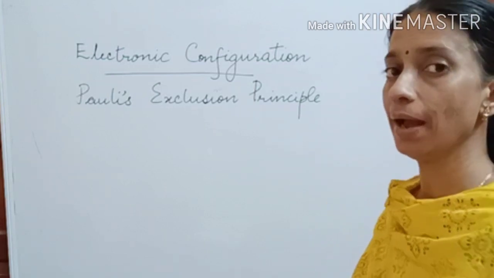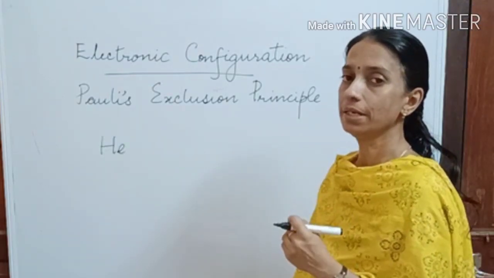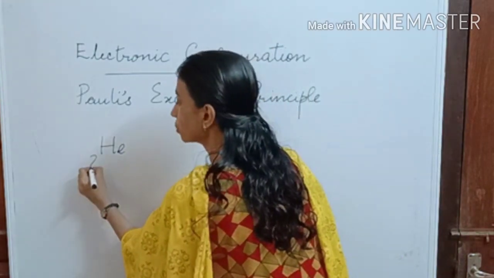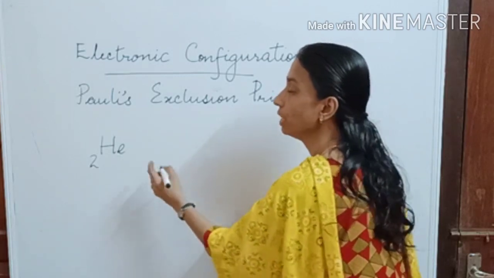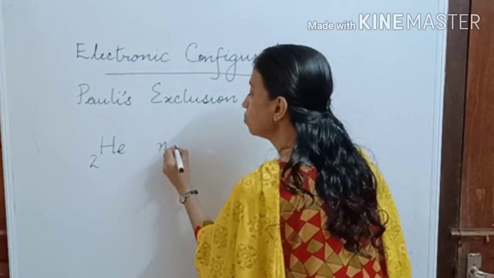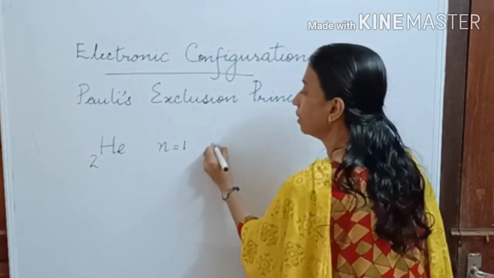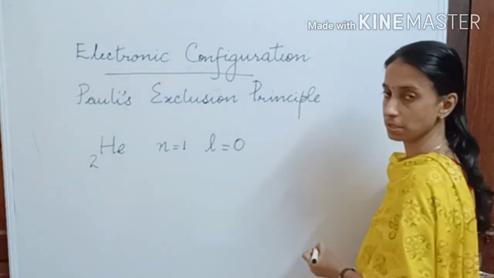Now helium will have two electrons. So we shall start writing the configuration here. So helium has two electrons, correct? These two electrons will be filled in the first shell. First shell n value is 1. So when n value is 1, the probable value for l will be 1 less than that, which is 0.